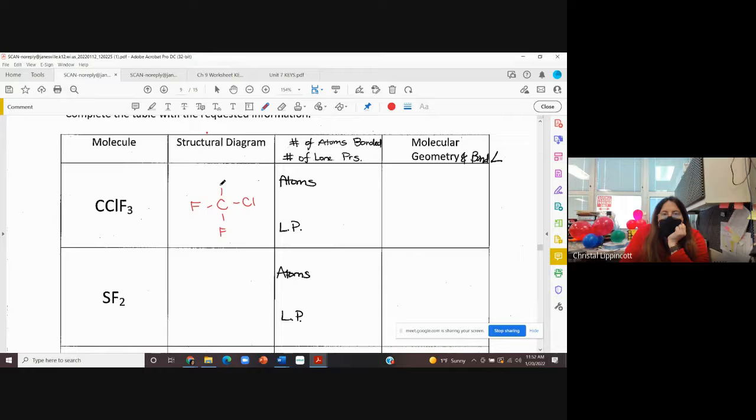My fluorine here and a fluorine here. Okay, so get that drawn, and then we'll analyze what's going on with it.